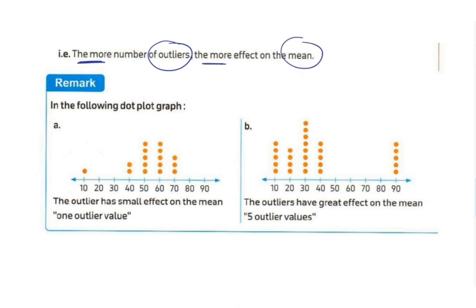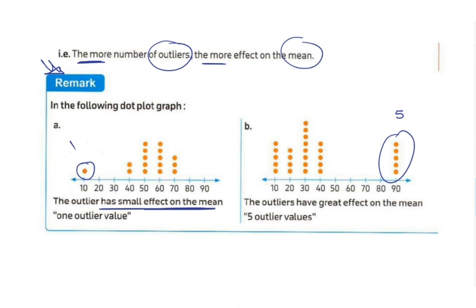Look here for this remark. We have the following dot plot. We have 2 dot plots. Look here, I have just one outlier, but here we have 1, 2, 3, 4, 5 outliers. Here we have one outlier, here we have 5 outliers. So the outlier has a small effect on the mean.